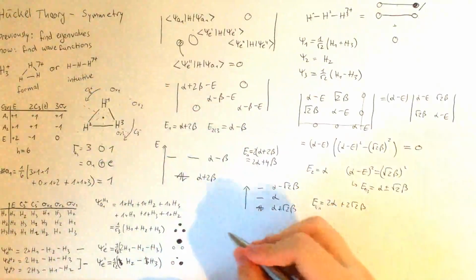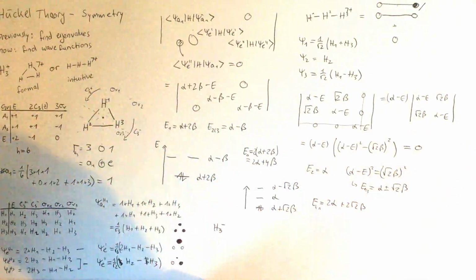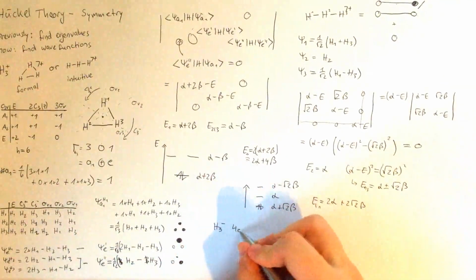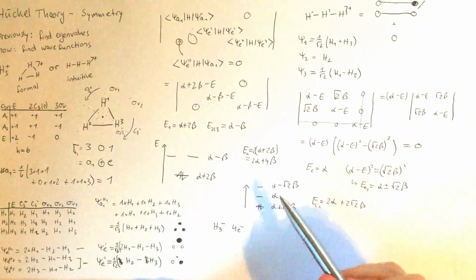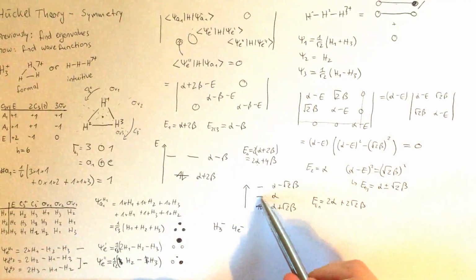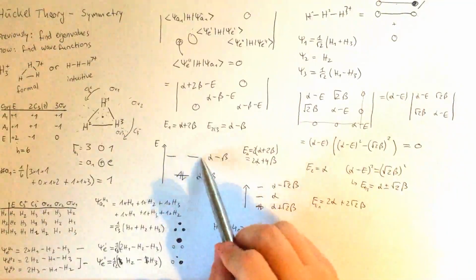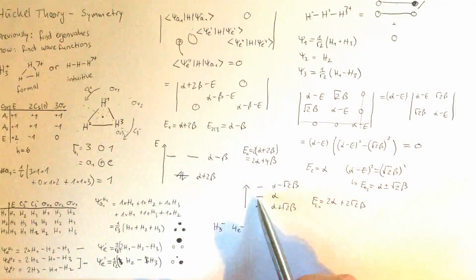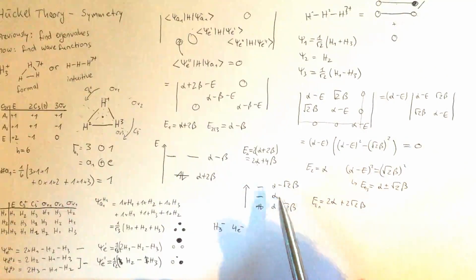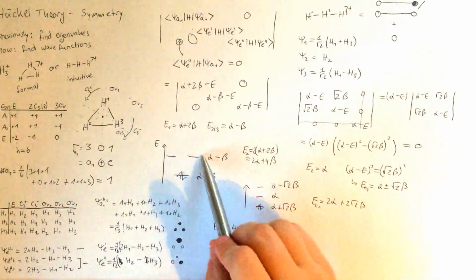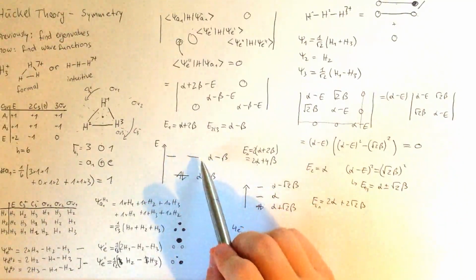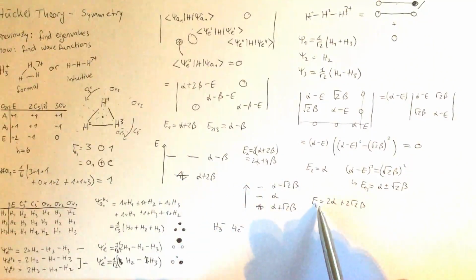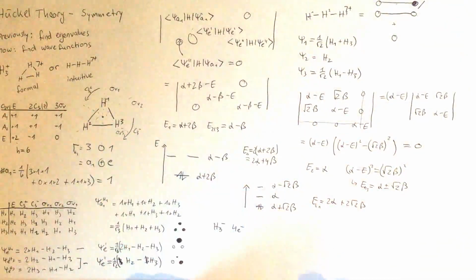What if I considered H3-? How would this change? So H3- has 4 electrons. So I would fill these orbitals, putting one in each here. Since this orbital in the linear case is non-bonding and these orbitals in the triangular case are anti-bonding, what will happen is that for H3- the linear form will be more stable than the triangular form.